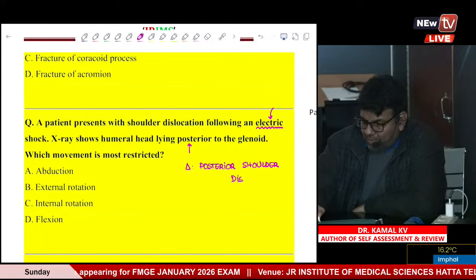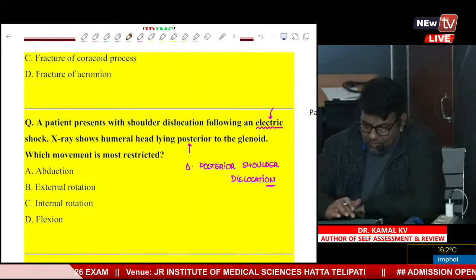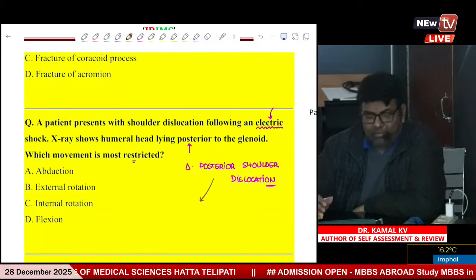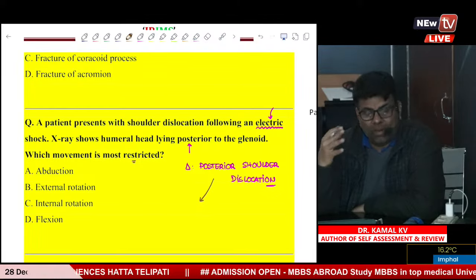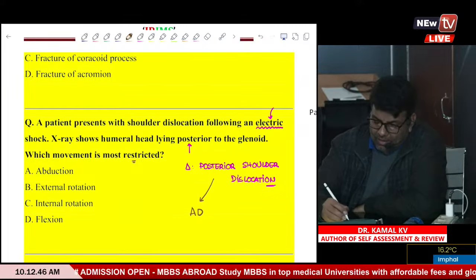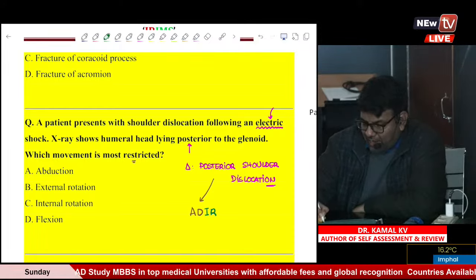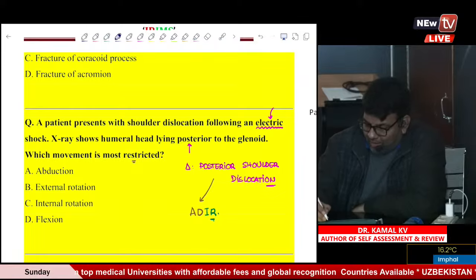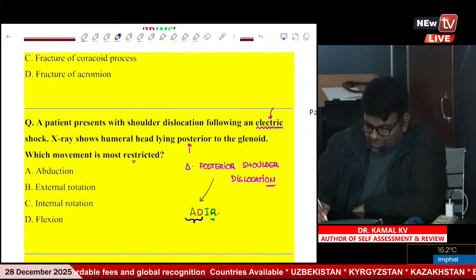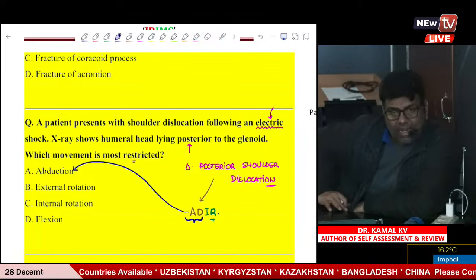Now the question is not about diagnosis, it is about something else. It is asking which movement is restricted. What should be the posture of the upper limb for posterior dislocation? It should be adduction and internal rotation. So the opposite movement will not be present. What is the opposite of adduction? This is not possible because the limb is adducted.